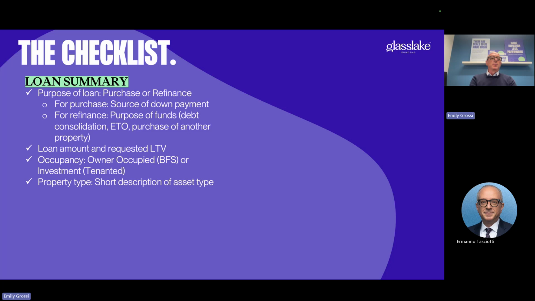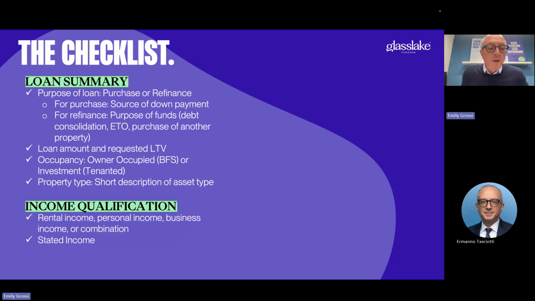So the checklist would start with the loan summary. So the purpose of the loan, is it a purchase or refinance? For the purchase, what's the source of the down payment? Let us know what that would be. For the refinance, the purpose of the funds, whether it's a debt consolidation, equity takeout, or purchase of another property. The loan amount and the requested loan to value. And is the occupancy going to be either owner occupied, business for self, or investment, which is tenanted? And then just a little, brief summary of the property type. It's a mixed-use storefront with 2 residential apartments on College Street in Toronto. And just leave it at that.